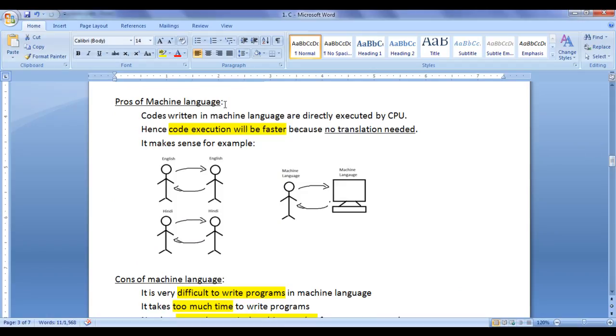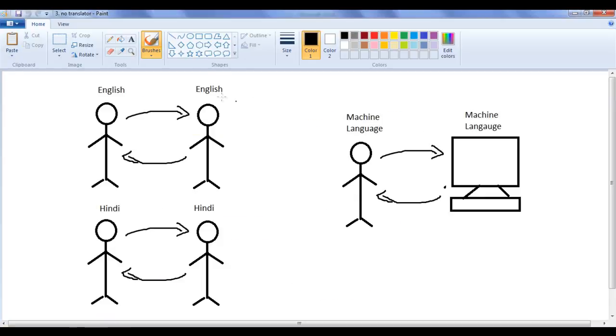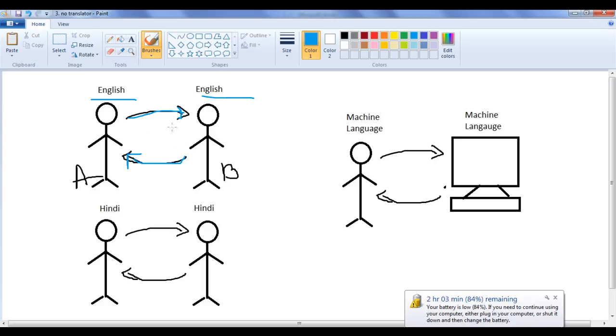Let's proceed further and understand some pros and cons of machine language. Pros of machine language: codes written in machine language are directly executed by the CPU. Hence, code execution will be faster because no translation is needed. It makes sense, right? Because you can see here we have person A and person B. Both of them know the English language. If person A tells something to person B, he can understand because he knows English, and then he can reply back in English. Person A can understand. They can have a conversation easily.